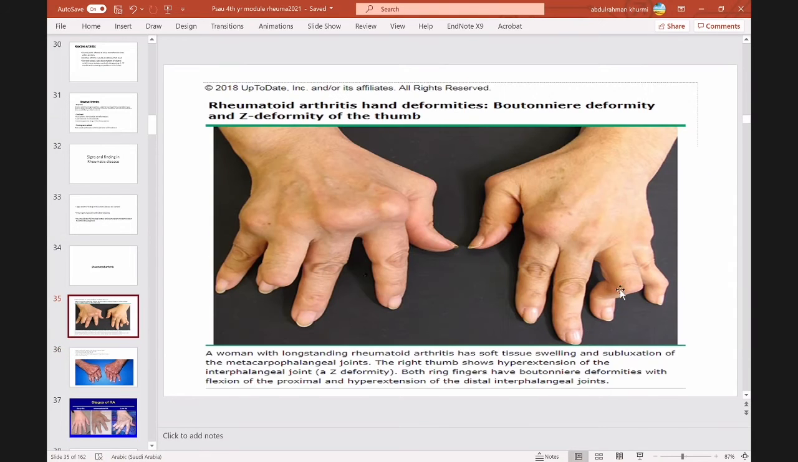Here you can see the proximal PIP and this is the distal DIP. Okay? Proximal here is flexion and distal is extended. This is what we call boutonniere deformity. If the distal is flexed and the proximal is extended, this is what we call swan neck.